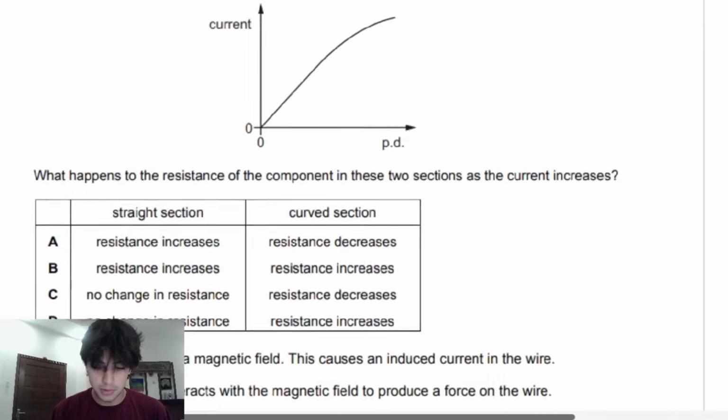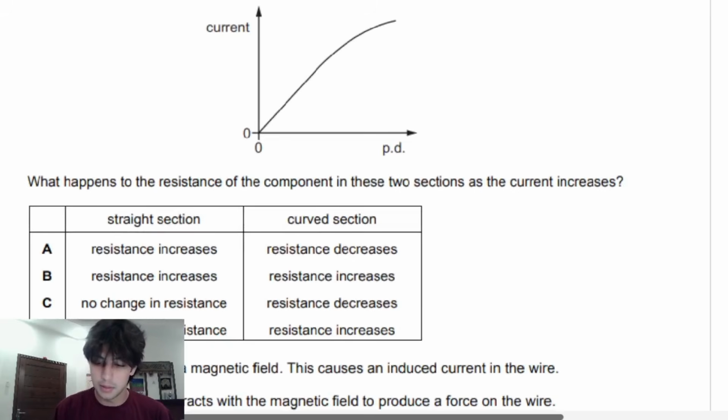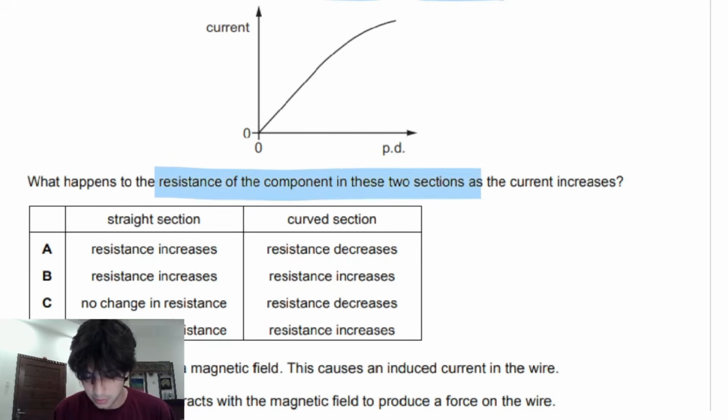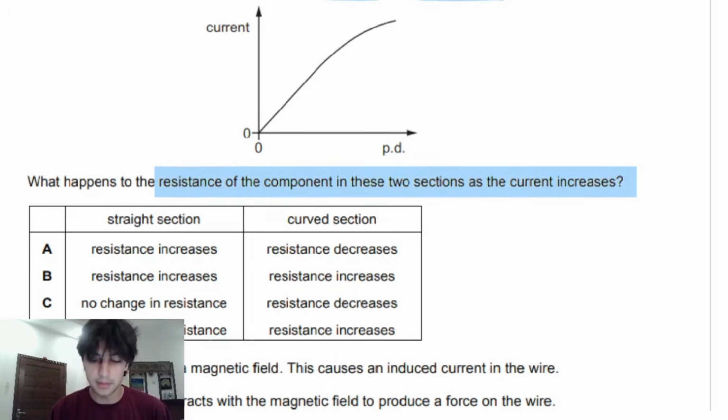Anyways, moving on, the graph shows the relationship between the current in a circuit component and the potential difference across it. So the graph has a straight section and a curved section. What happens to the resistance of the component in these two sections as the current increases? This is a very typical description of a filament lamp. The symbol of a filament lamp looks like this.